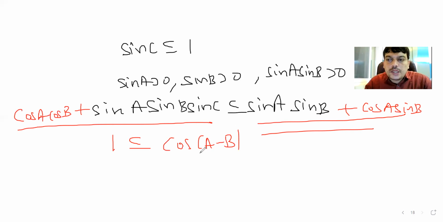So 1 less than or equal to cos of A minus B, which is the same as saying cos of A minus B is greater than or equal to 1.